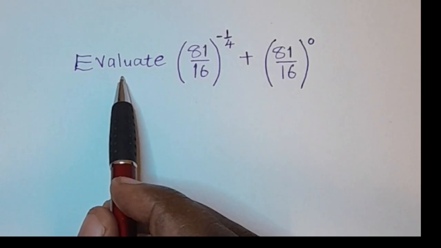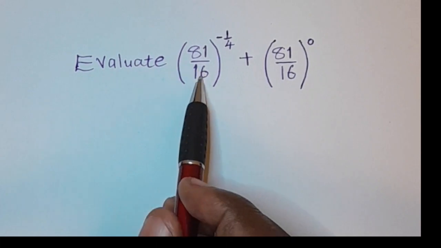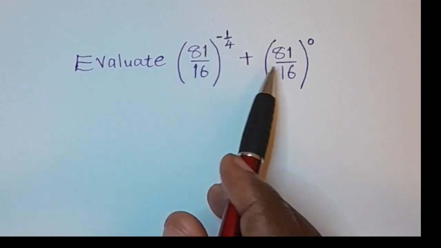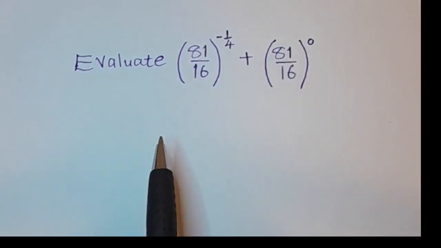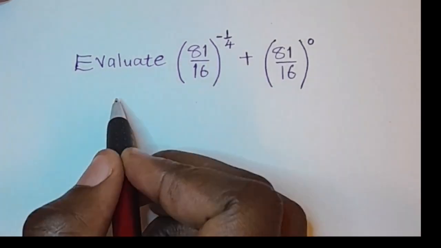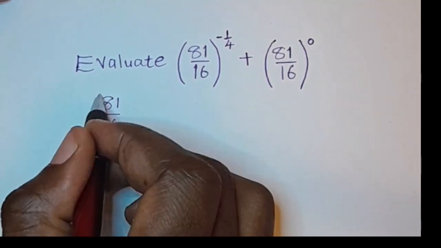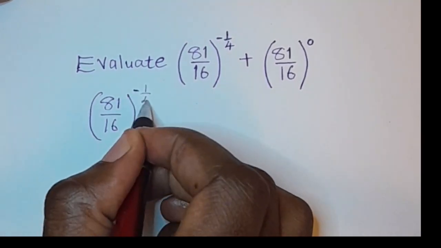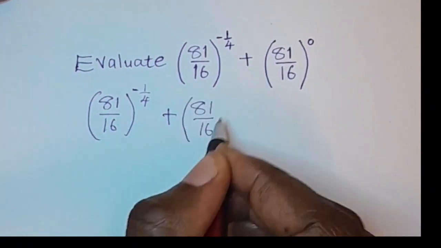So here is an example, which is the exam question. Evaluate 81 over 16 all raised to the power negative 1 over 4 plus 81 over 16 all raised to the power 0. The first thing to do is to rewrite the given question. So we have 81 over 16, all raised to the power negative 1 over 4, plus 81 over 16 all raised to the power 0.